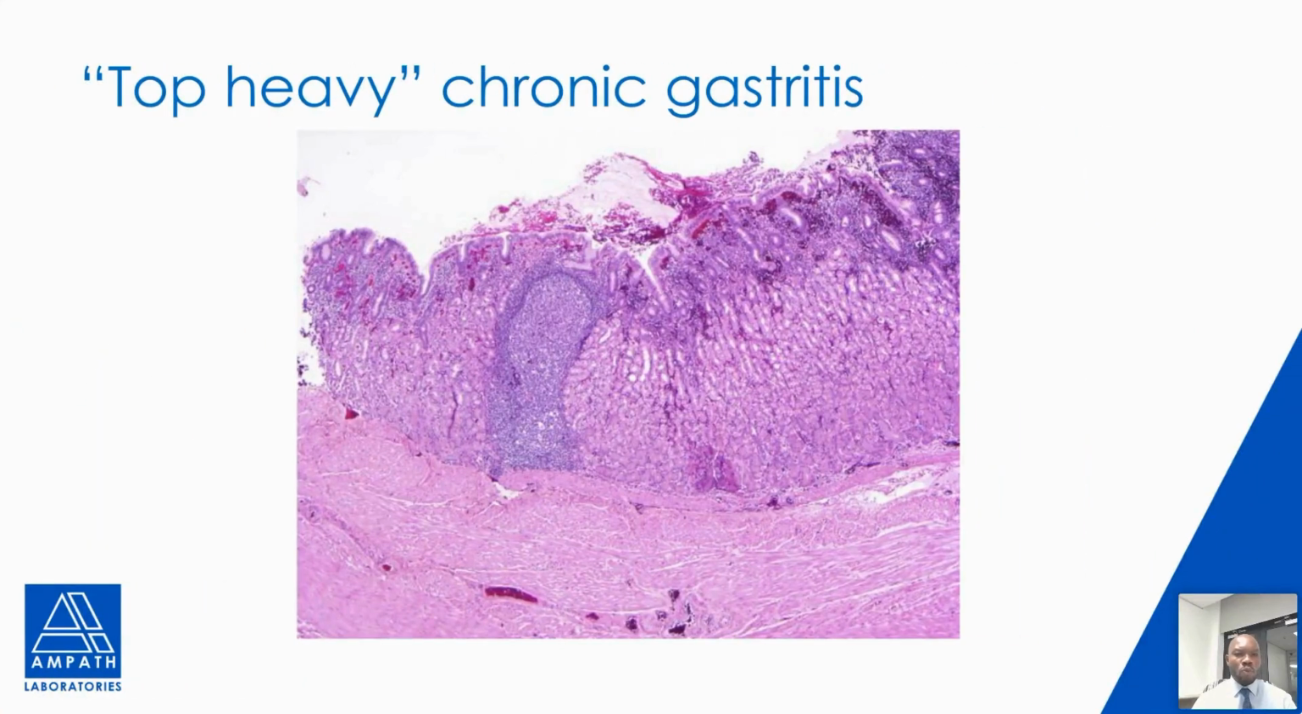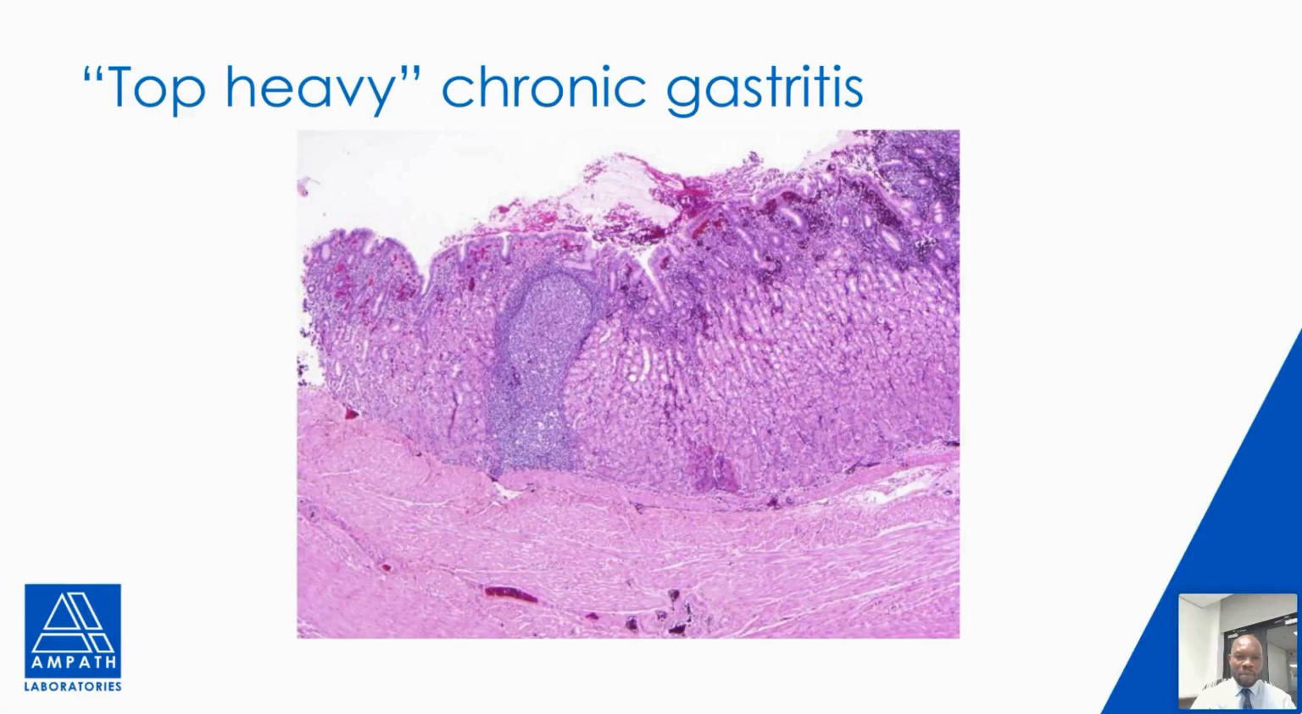So with regard to the top-heavy chronic gastritis, as I indicated, these are predominantly related to Helicobacter pylori infection. You can see when you look at this section, this is a hematoxylin and eosin section. This is the top part, so this is the lumen of the stomach. This is the surface epithelium. This is the muscularis mucosa. These are the specialized glands. Where you have this blue appearance here, that's where you have a predominance of mononuclear inflammatory cells, your lymphocytes and your plasma cells.